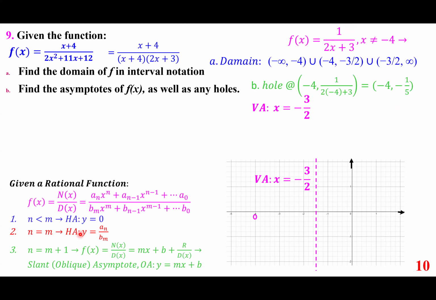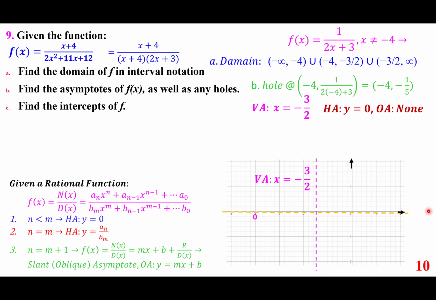If n is equal to m, then you just divide their leading coefficients, a sub n over b sub n. If n is precisely m plus 1, larger by 1 only, you divide, and the quotient y equals mx plus b becomes a slant or oblique asymptote. So with the horizontal asymptote y equals 0, there is no oblique asymptote because you have either one or the other. Remember, y equals 0 is the x-axis, x equals 0 is the y-axis.